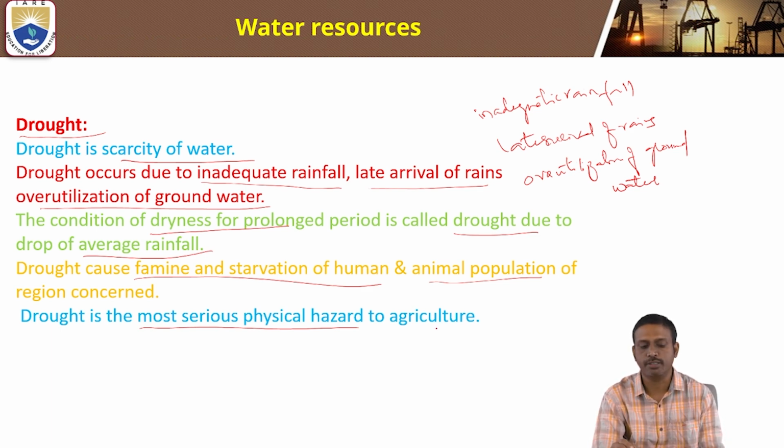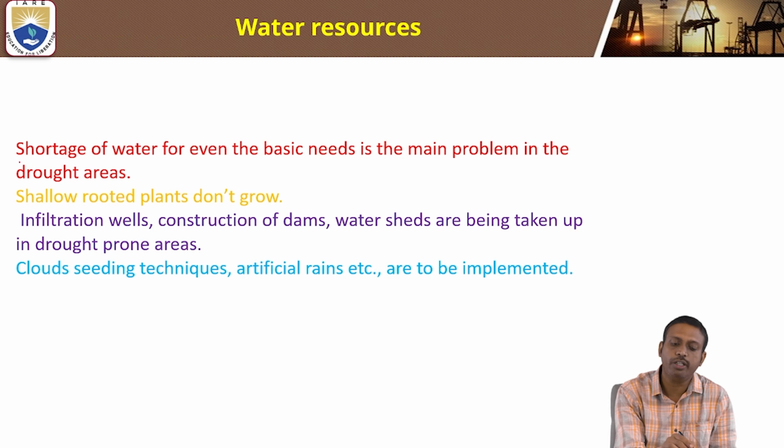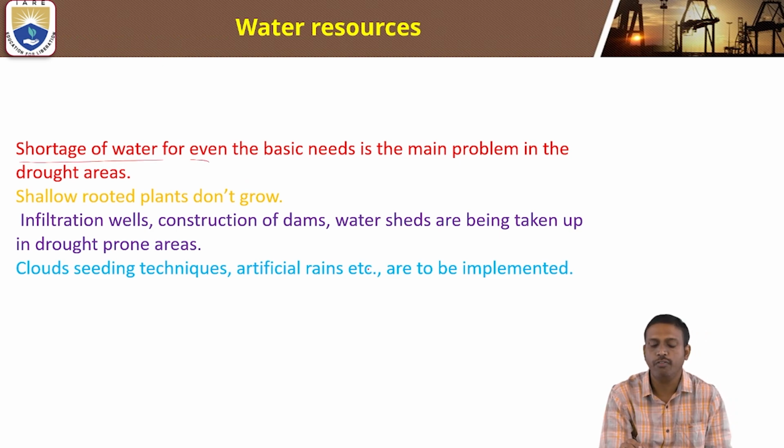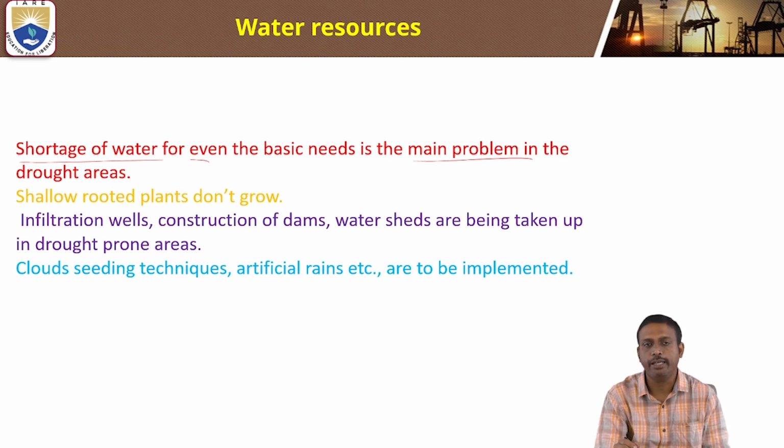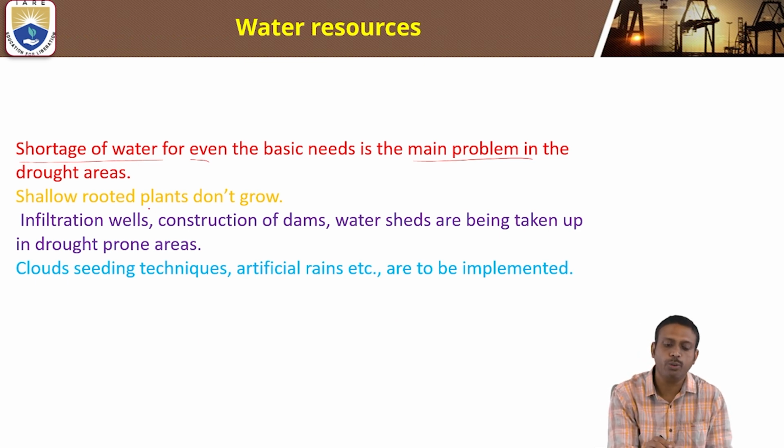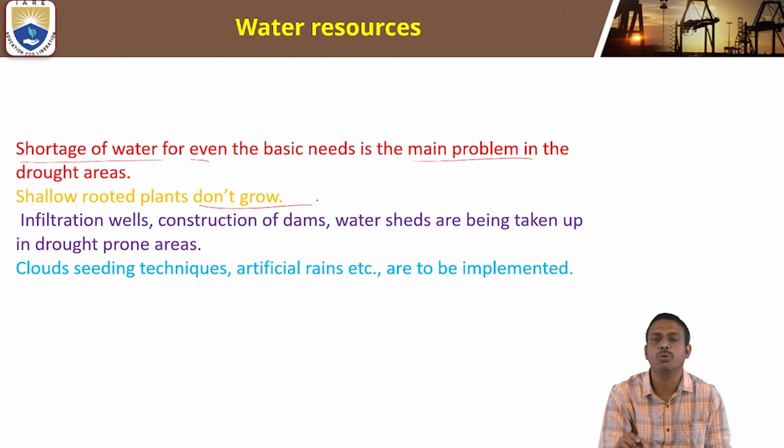Shortage of water even for the basic needs is a major problem in the drought areas. If there is no water available for the basic needs, it is a problem. Shallow rooted plants do not grow. Whatever the plants, they will not grow because of this drought.